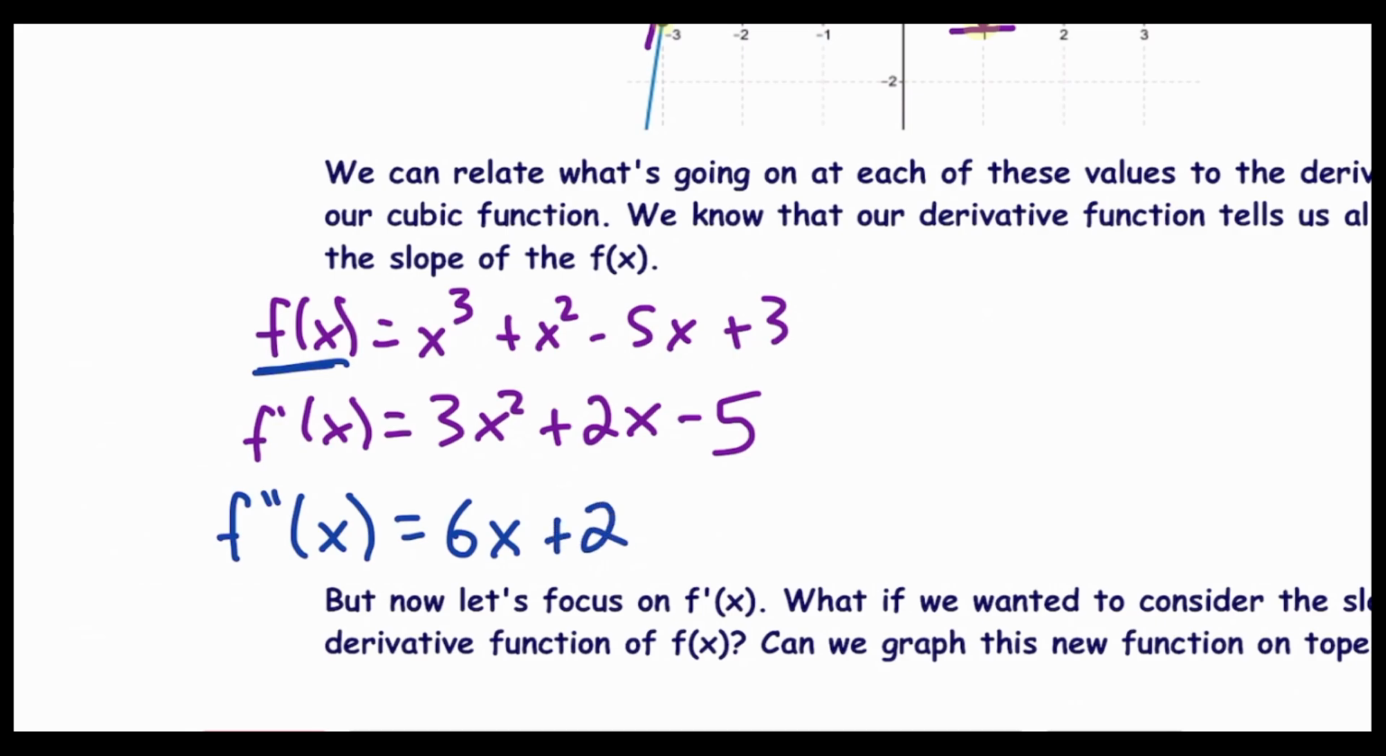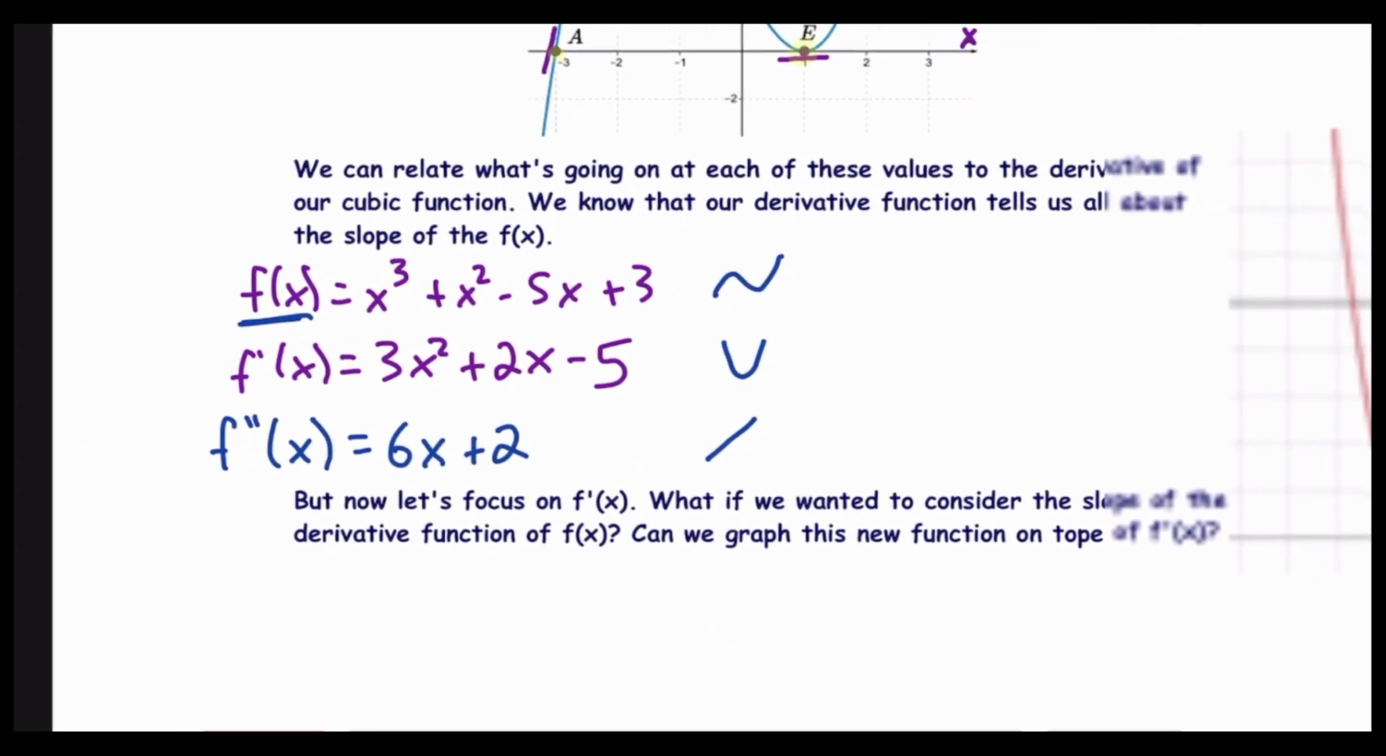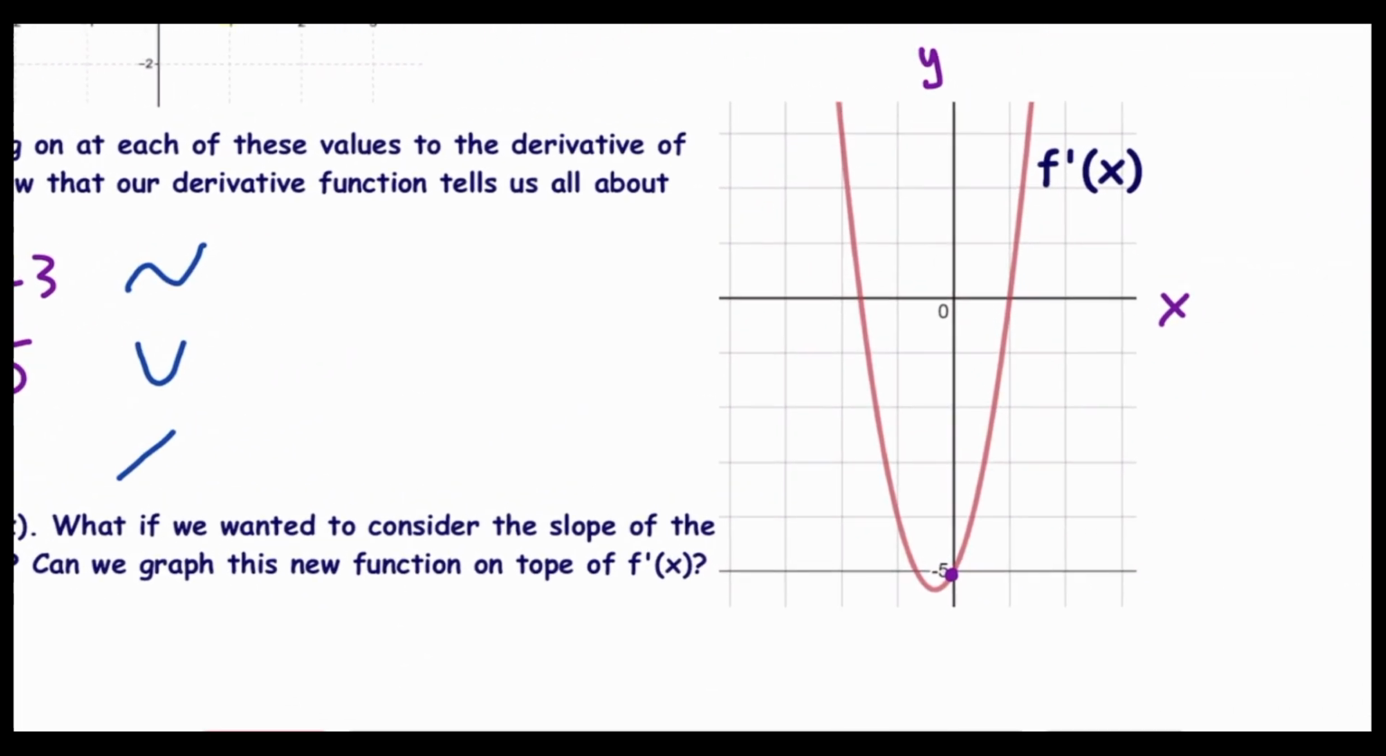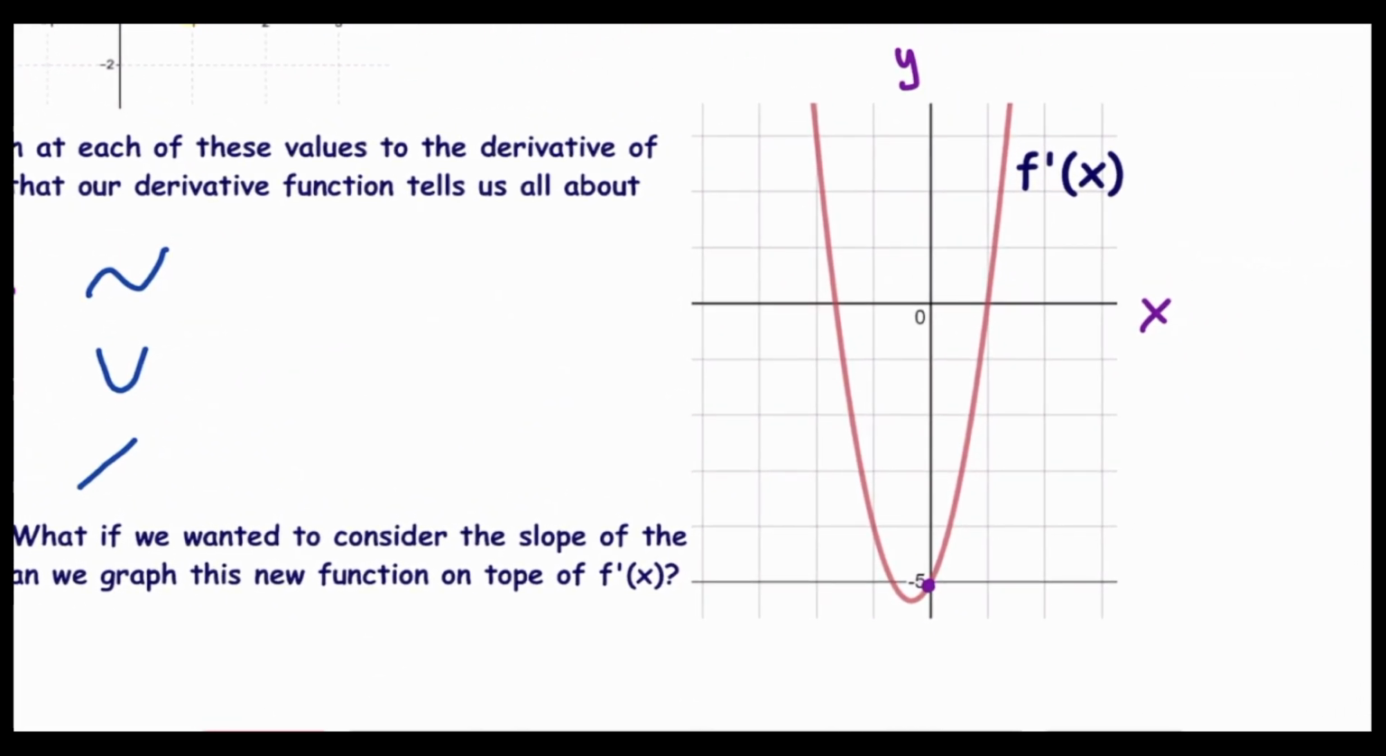Plus 2. And of course, we see the shape is going to change once again as well. If our original function was cubic, which it was here, our first derivative is going to be quadratic, 1 degree less. And our second derivative here is going to be a linear line. So let's describe what's going on here with the graph, and then let's try sketching that new linear line.